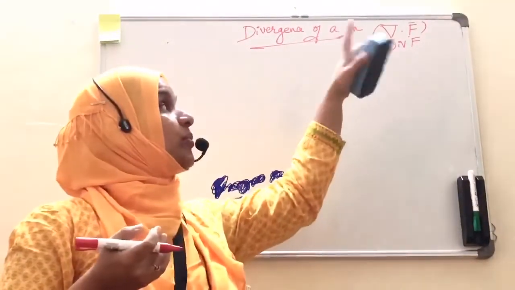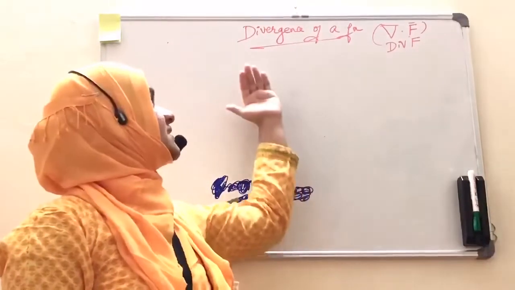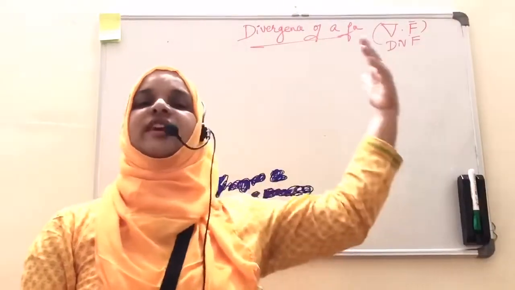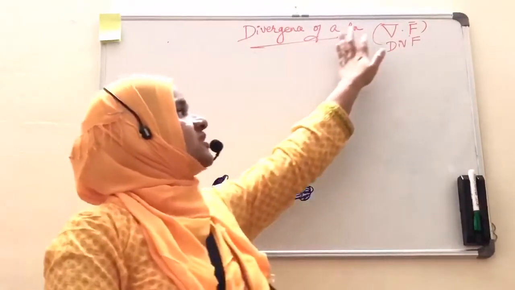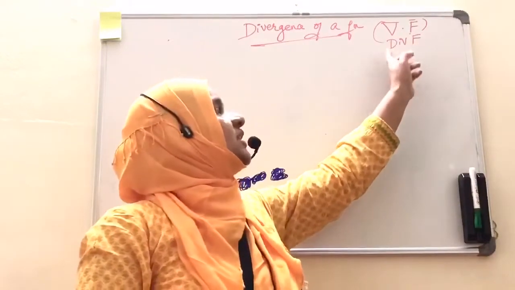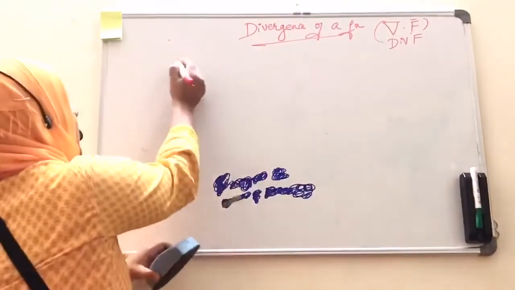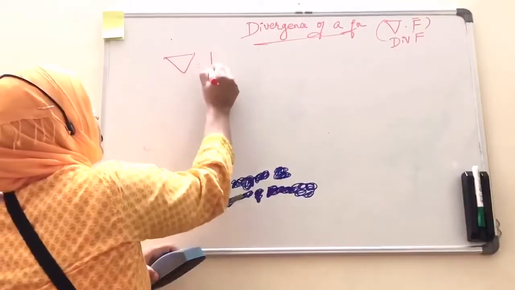Del can operate upon a vector quantity through dot product, and the resultant is known as the divergence of that function. That is, the divergence of the function is del dot f, where f is a vector function, or simply we call it div f. You see how del operates upon f through dot product.